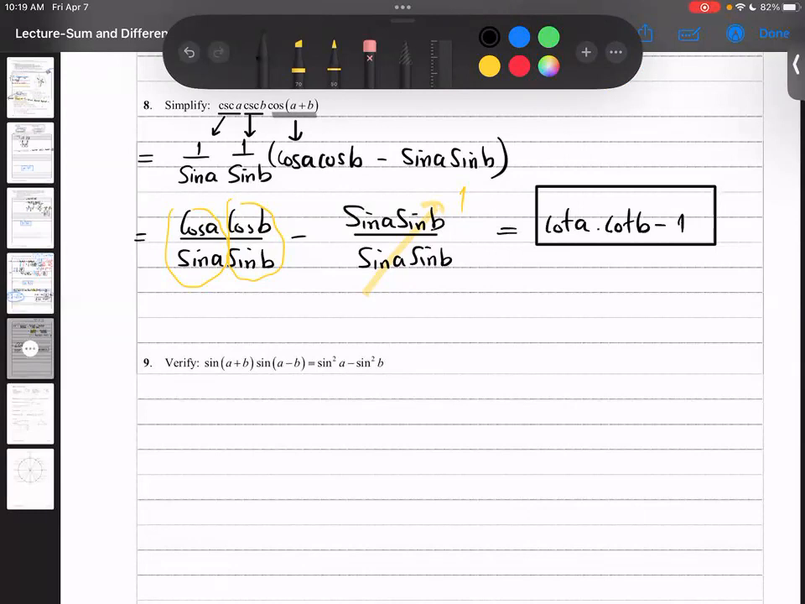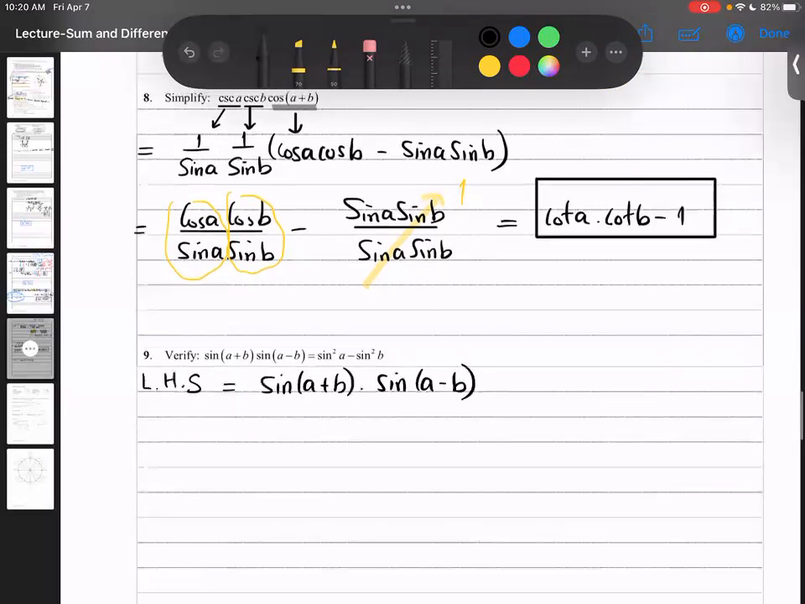Left hand side, right? Why don't I choose right hand side? Tell me why. I'm gonna choose left hand side. Why? Because there's a formula that I can change it to sine A plus B, sine A minus B. So left hand side, sine of A plus B times sine of A minus B. They don't put a little multiplication between, but I am going to, just to distinguish.